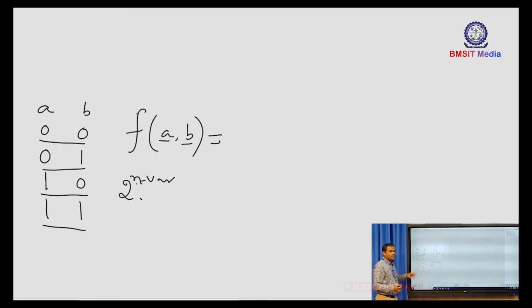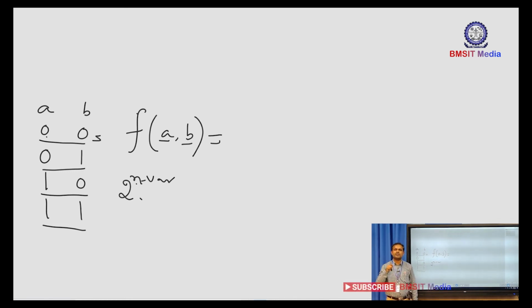Next, I want to represent this A and B, or say I want to represent 0 and 0, in terms of A and B. How would I represent it? A is 0, B is 0. How do you represent this in terms of AB? I do not want to represent in terms of 0, 0. I want to represent in terms of AB.